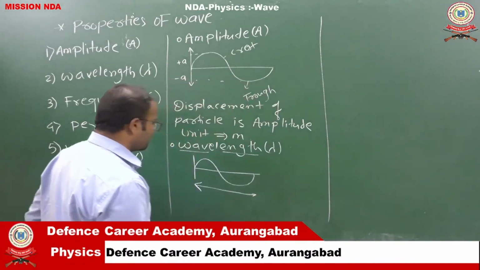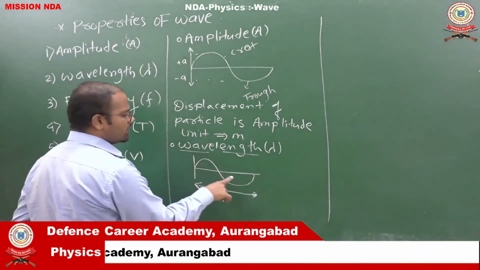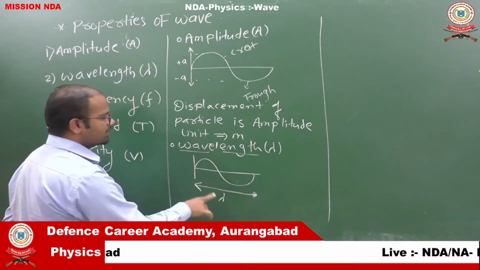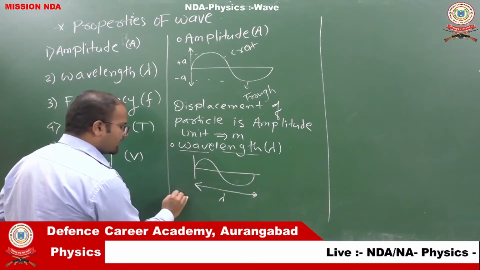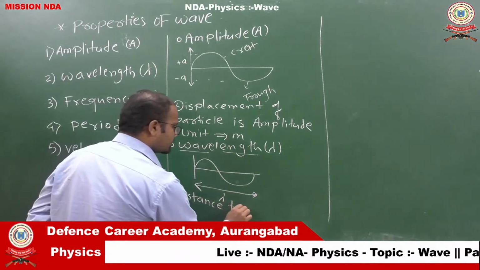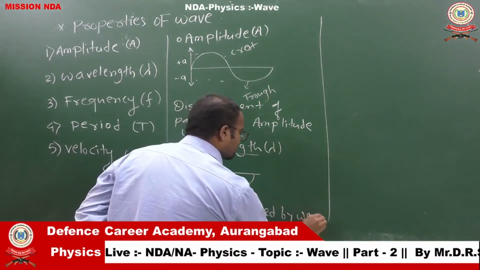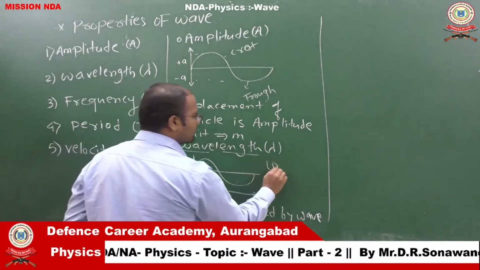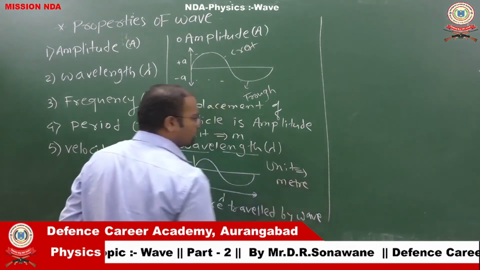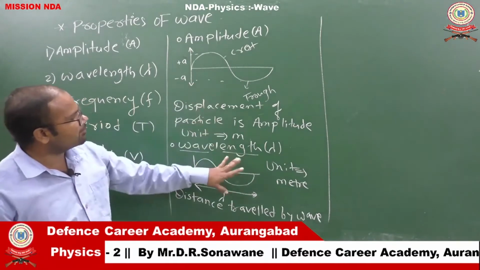So here we know wavelength is denoted by lambda. If one crest and one trough travel, that is nothing but a wave, and the length of that wave is nothing but the wavelength. So here we can write distance traveled by the wave. The unit of that is also meter. Wavelength has the unit meter. Amplitude is also measured in meter.